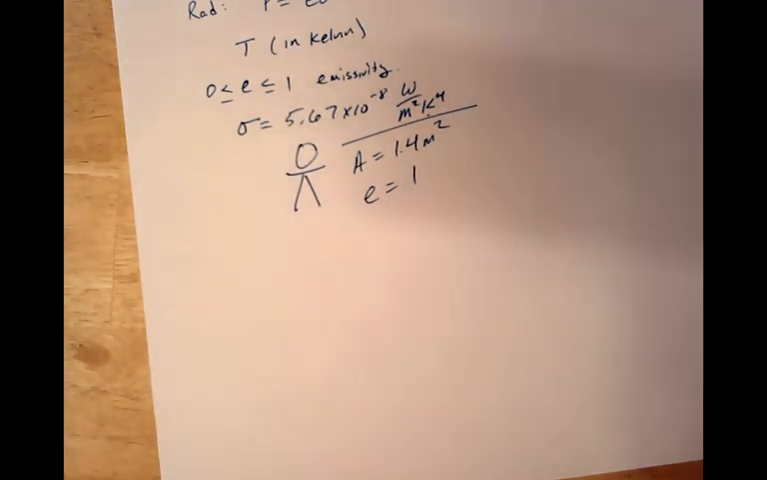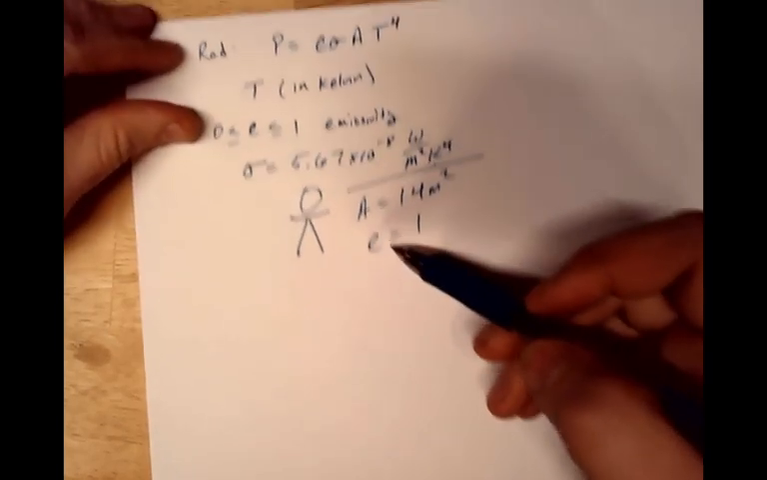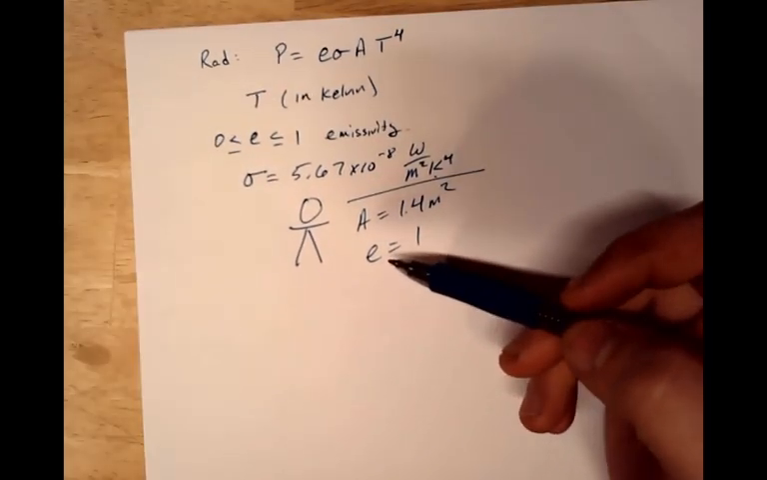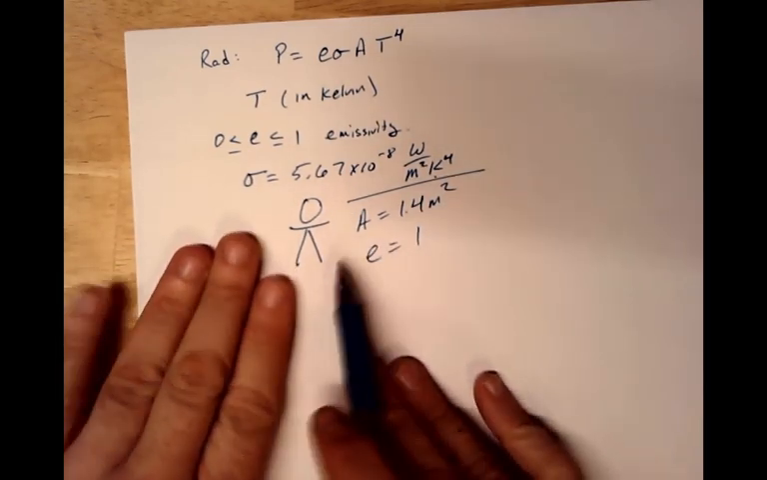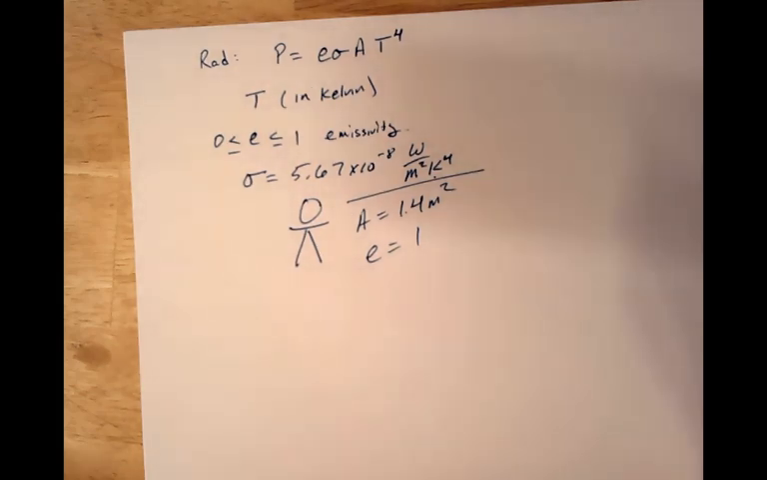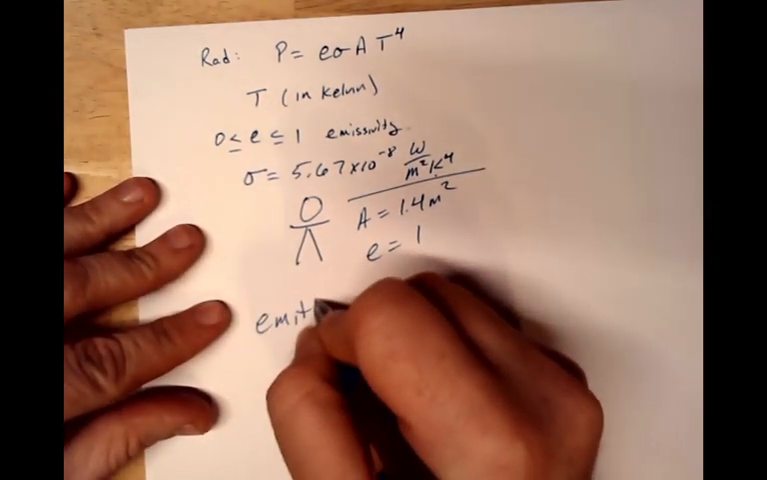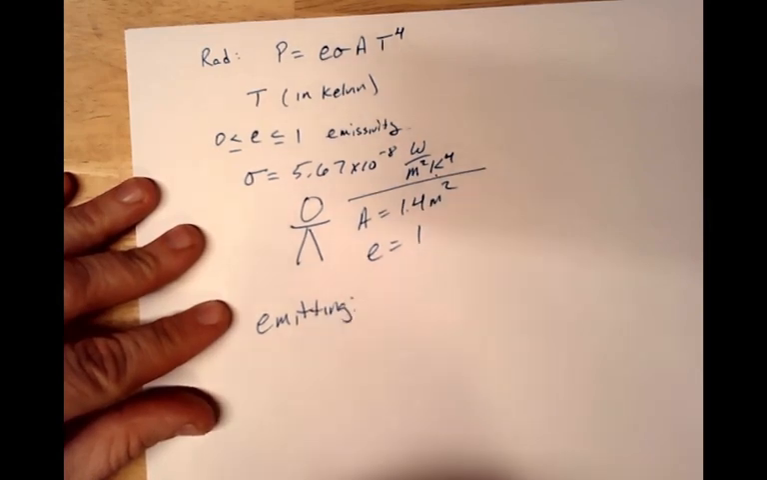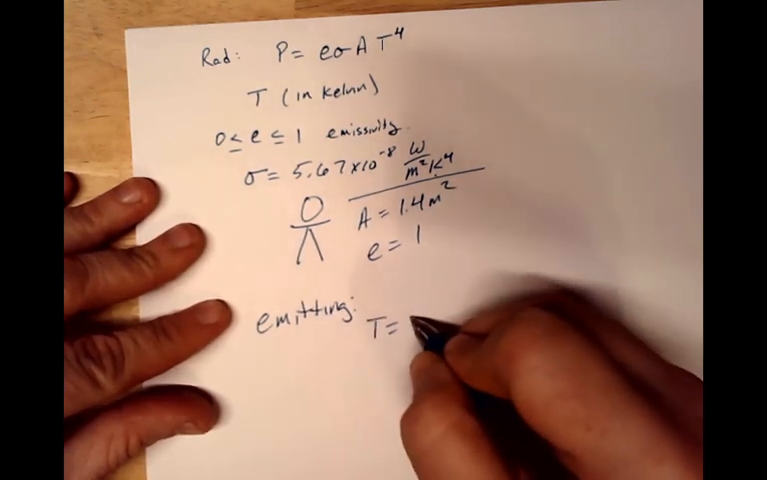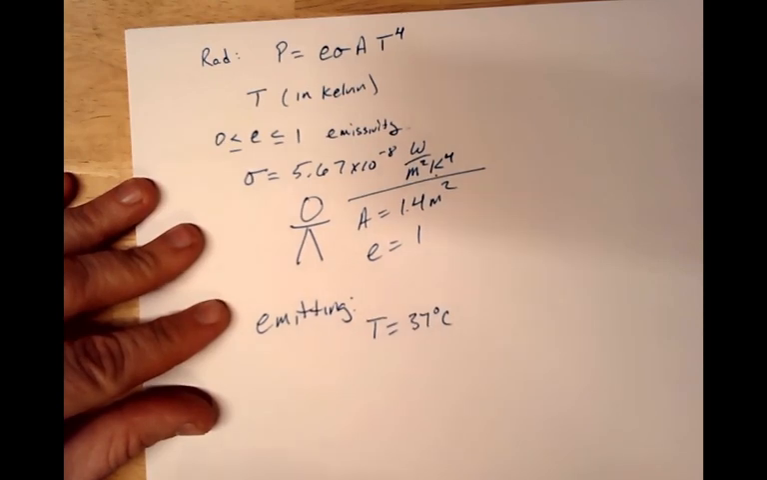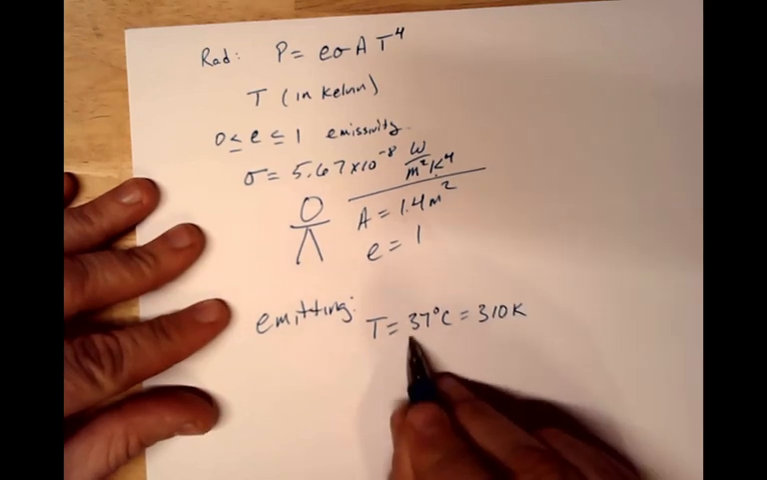We're at the end of the last class we had, talking about radiation. What I want to look at is how much energy this person is absorbing and how much energy they are radiating. We'll do the radiation first. When they emit at a temperature of 37 degrees Celsius, which is 310 Kelvin, you add 273 to that.